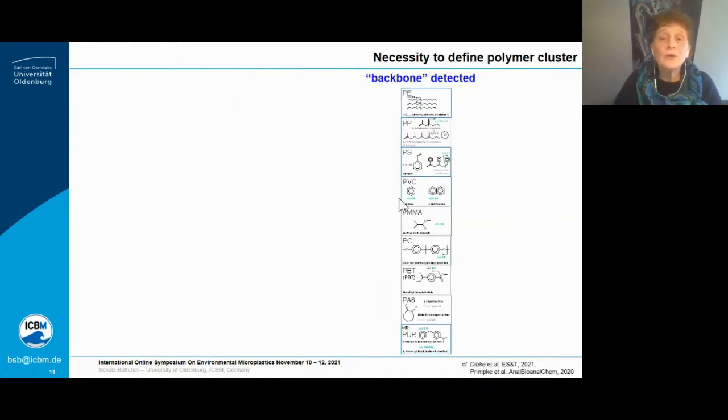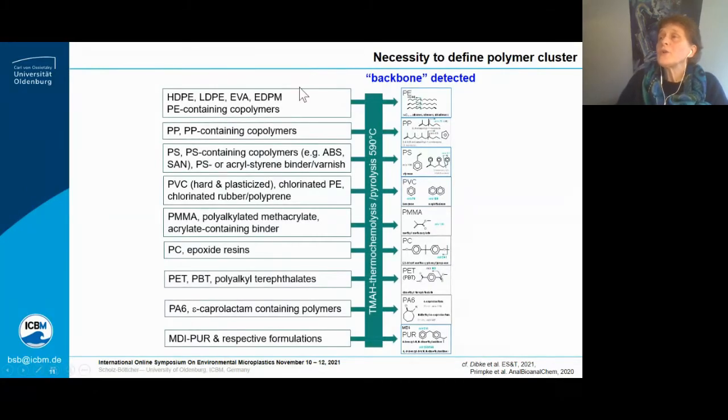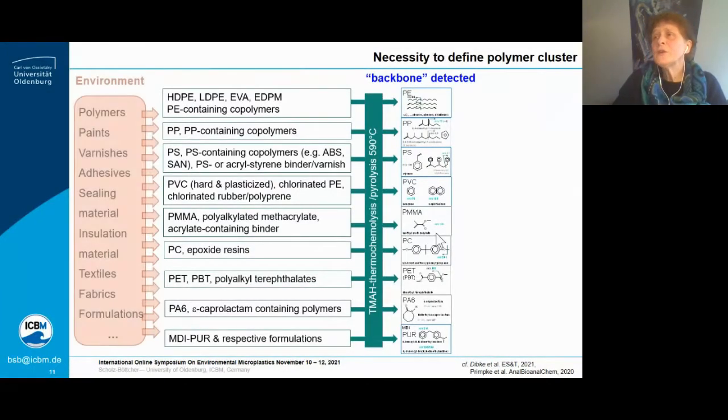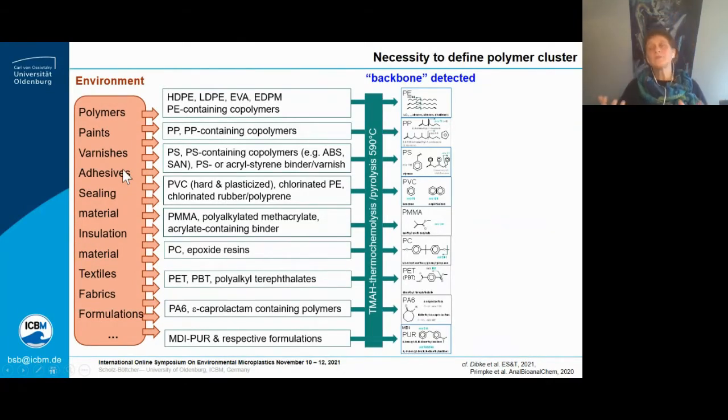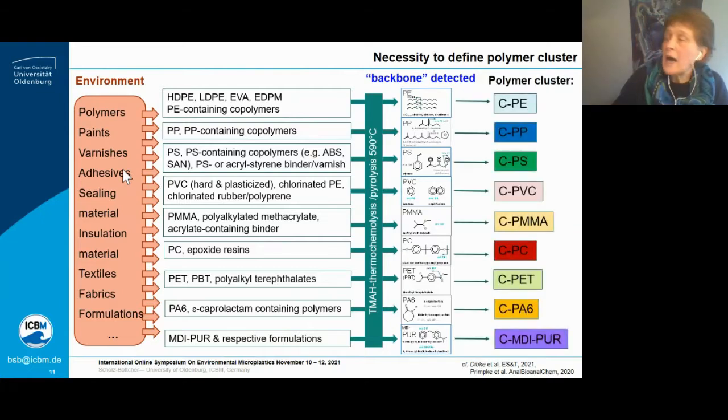So to conclude this statement, we look at all those backbones we identified and see that a lot of polymers lead to those specific backbones in general. And looking at environmental samples, all these polymers can occur simultaneously. So nobody can really say we have only PE here or PS or whatever. So there is a high necessity to define the polymer clusters that we are talking about.